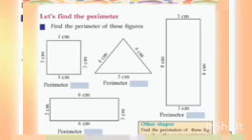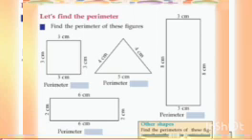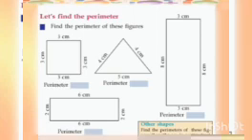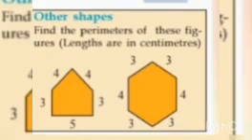Find the perimeter of these figures. This is your homework question. Here 4 figures are given. You want to find out the perimeter of these. And here is another for you. Find out the perimeter of these 2 figures. Okay.